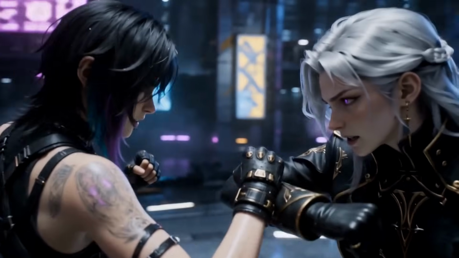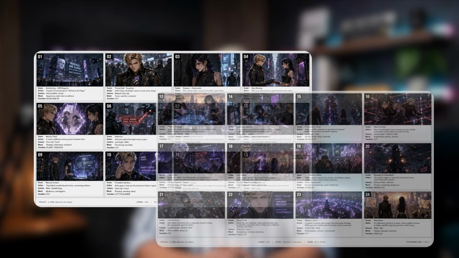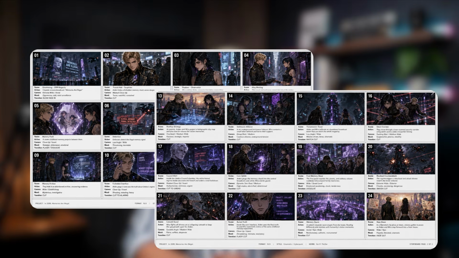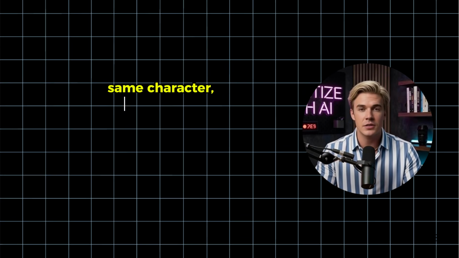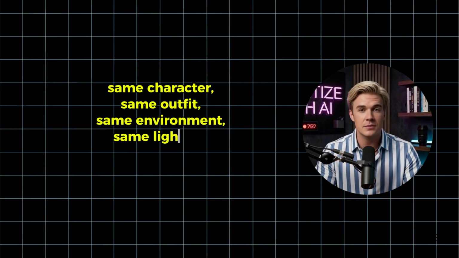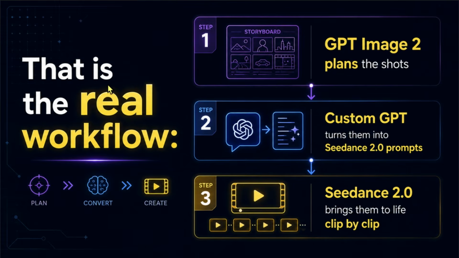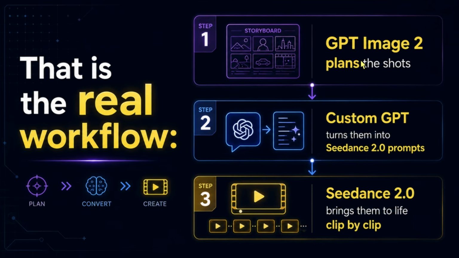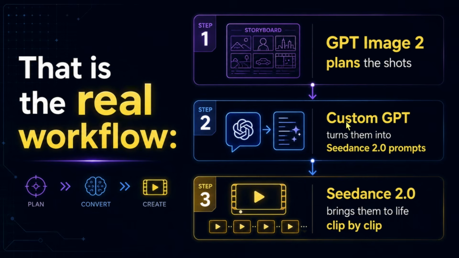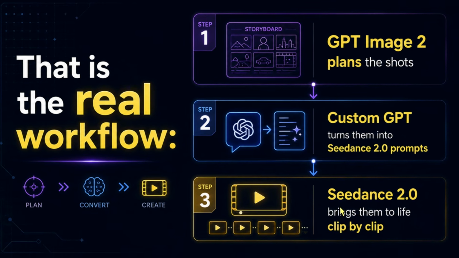The more clips you create, the more important consistency becomes. So I repeat the same key details in every prompt. Same character, same outfit, same environment, same lighting, and same visual tone. That is the real workflow. GPT Image 2 plans the shots. The custom GPT turns them into Seedance 2.0 prompts, and Seedance brings them to life clip by clip.